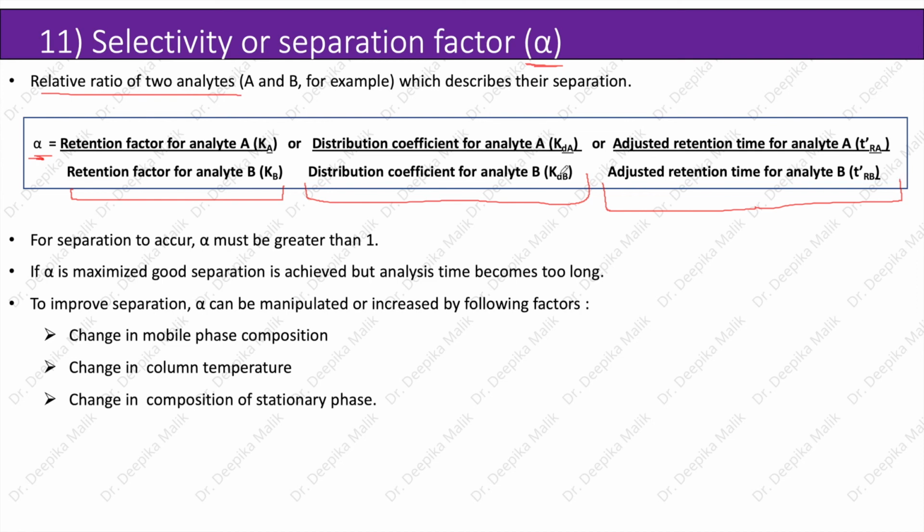Now, for separation to occur, alpha must be greater than 1. If alpha is maximized, good separation is achieved, but analysis time becomes too long. To improve separation, alpha can be manipulated or increased by the following factors, that is, by change in mobile phase composition, or change in column temperature, or by change in composition of stationary phase.